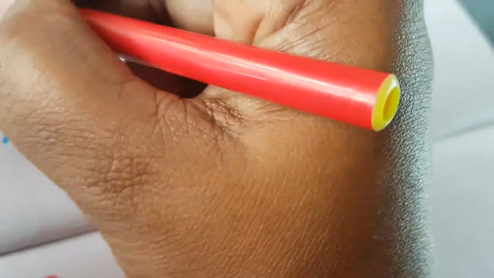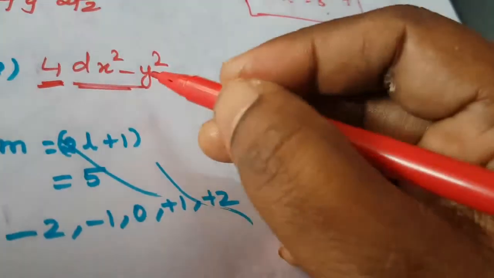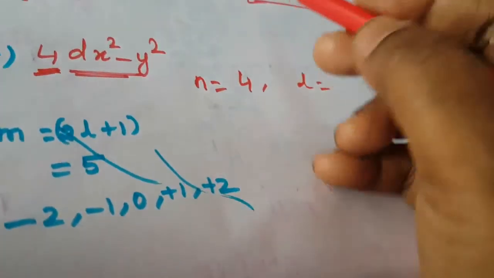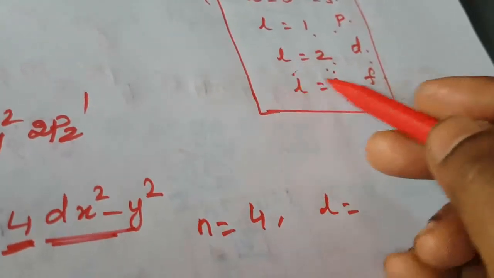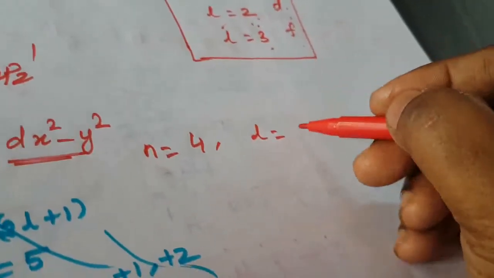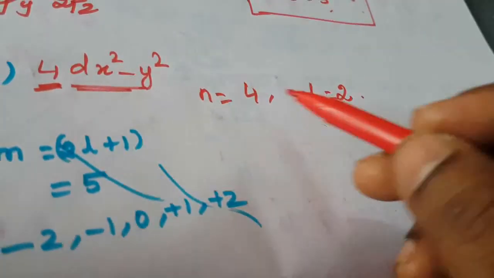Okay, so from this one, 4 is there. So what is the value? n is equal to 4. What is the l value? For the d orbital, what is the l value? That is l value is equal to 2. So that is the d orbital. l is equal to 2 and n is equal to 4.